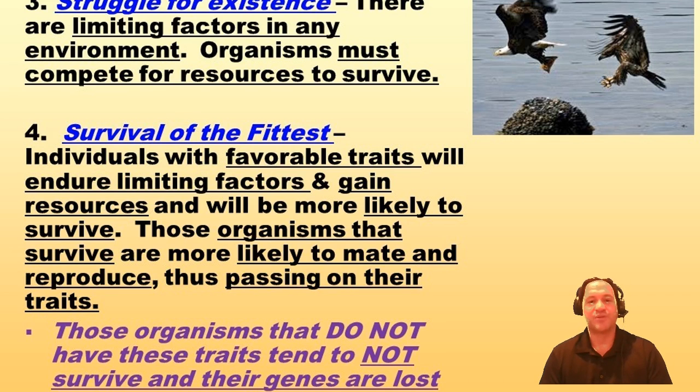Individuals with favorable traits will endure the limiting factors and gain the resources they need. They will be more likely to survive. Thus, those organisms that survive are more likely to mate and reproduce, thus passing on their traits or their genes to the next generation's gene pool. And those organisms that do not have these traits tend to not survive, and their genes are lost in the gene pool.